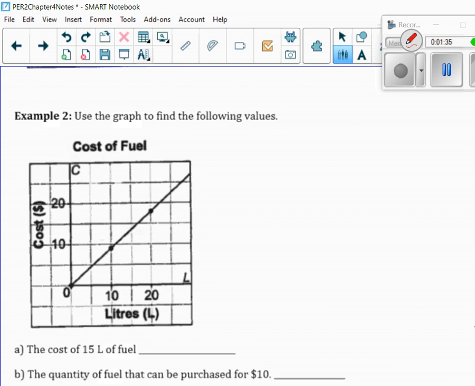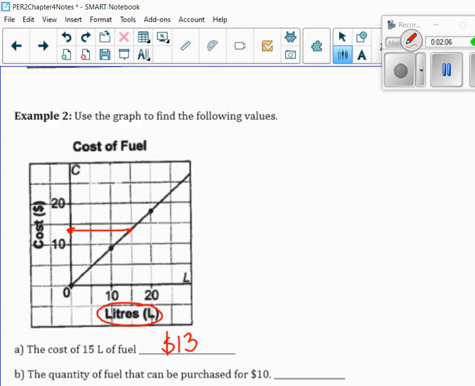Use the graph to find the following values. The cost of 15 liters of fuel. Liters of fuel is the x-axis, so 15 would be between 10 and 20. So that would be that coordinate right there. And then I would read across, and I see that it's not $15. It would be less than that. So it looks like $13 to me.